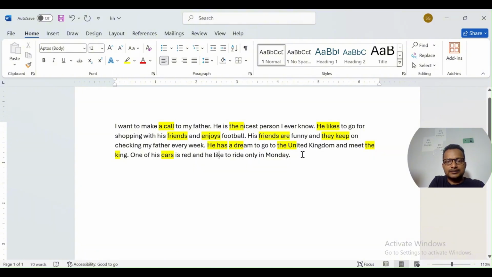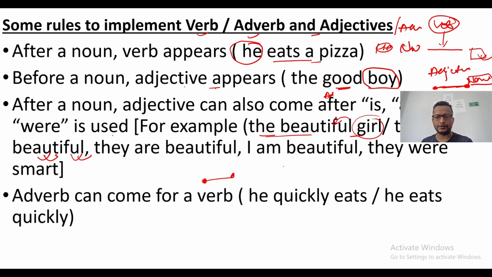He likes. Remember the concept again. He likes to ride only in Monday. It's not in Monday. It is on Monday. So generally, adverbs describe the verb. For example, he quickly eats. See, he quickly eats. So this is eats. This is the verb.